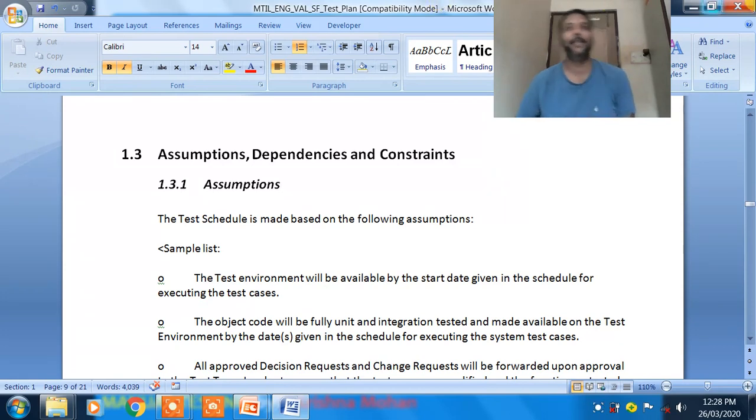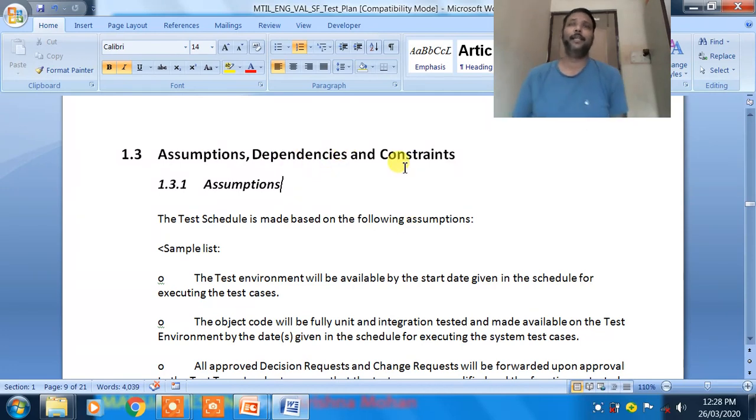It means that if any defect occurs, it is not because of the mobile, it is because of the application. We have to assume it that way. So that is the assumption. Then, what are the dependencies?